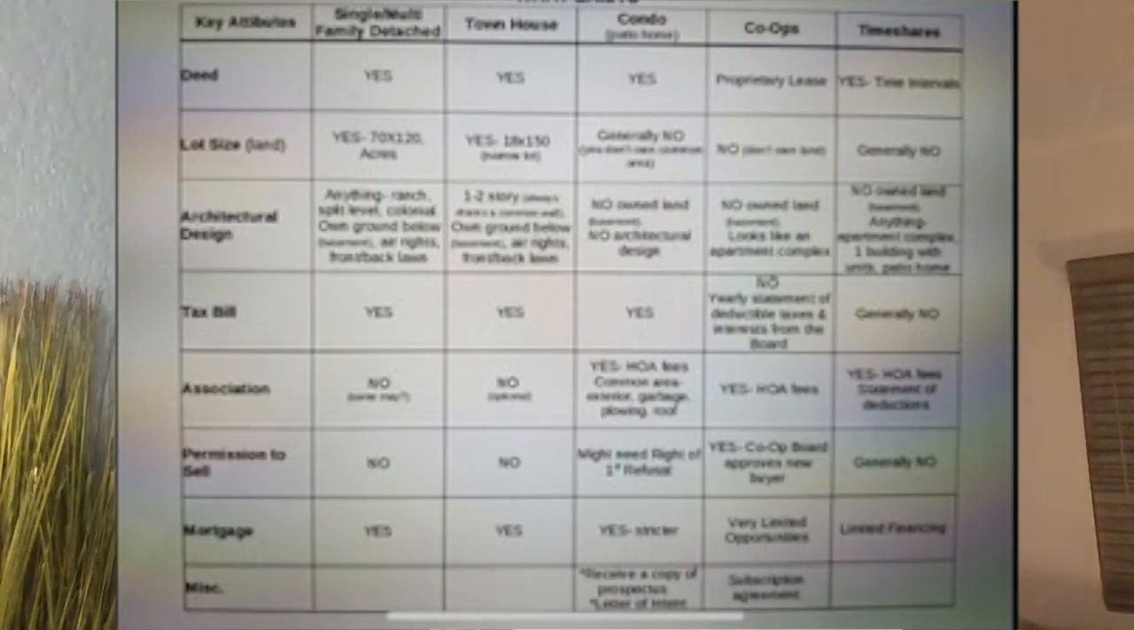You got it. So, and Shanna, what we're doing is we're just making up a sheet with single family, townhouse, condo, co-op, timeshares. And I want to tell you all the key attributes, okay? So I promised you that we're going to talk about architecture next. And then after architecture, we're going to talk about the tax bill. So we're going to go back to single family home.